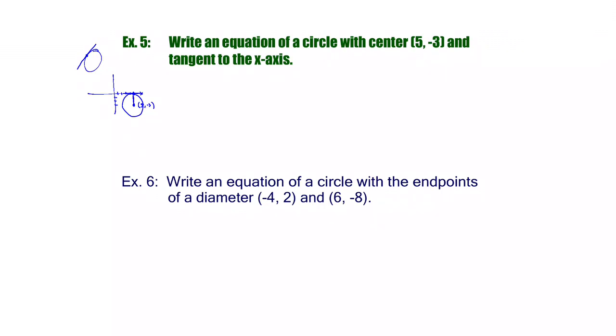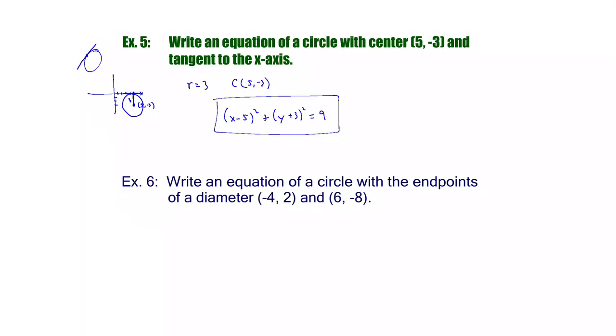So we know this distance right here because we went over 5, we went down 3. We know that distance to be 3. So we know the radius is 3. We know the center is at (5, -3). So therefore we can write the equation (x - 5) squared plus (y - -3), but that's (y + 3) squared, is equal to the radius squared. So make sure you put 3 squared, which is equal to 9. So here's your equation of the circle in standard form.